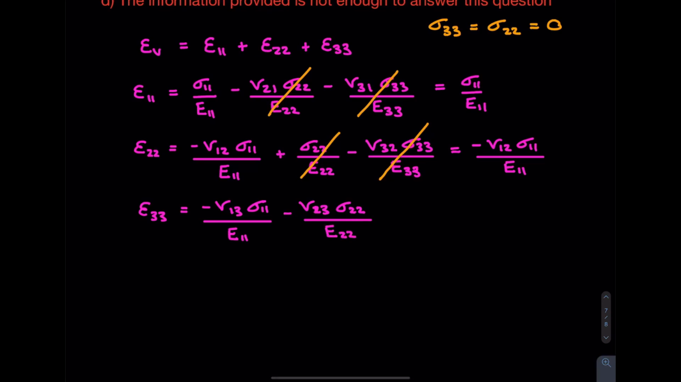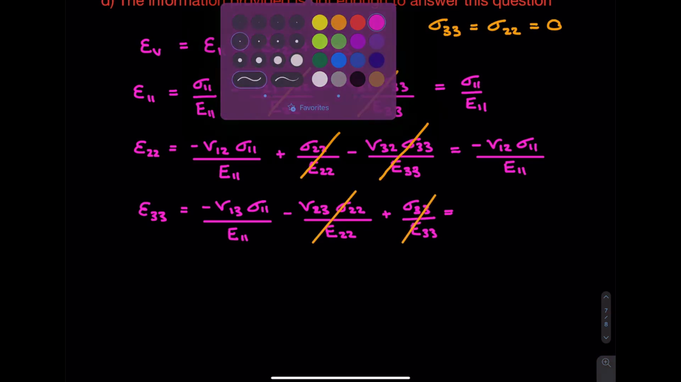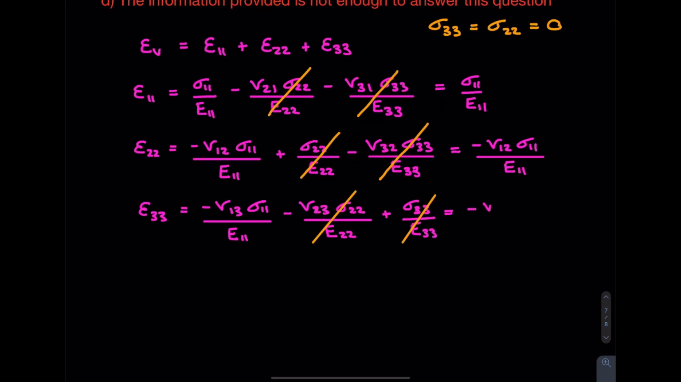And then finally, we have to add on the plus sigma 3 divided by, and I don't know why that's so offset. Let me just fix that. You guys deserve better than that. E 3. So in the end, we know that just like the previous two equations, sigma 2 is going to be equal to 0, sigma 3 is going to be equal to 0, and we are left with the negative Poisson's ratio 1 times sigma 1, and all of this is going to be divided by E 1. All right, we're looking good.